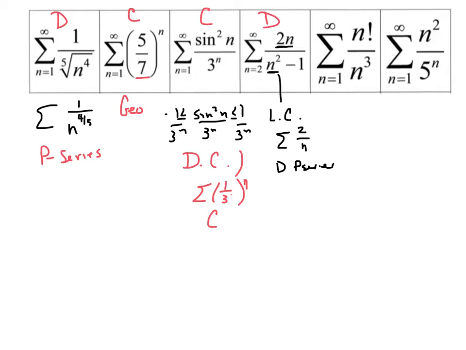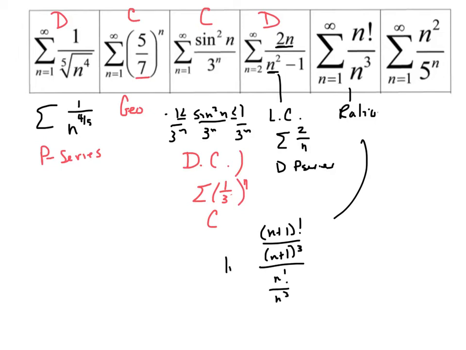When I see factorials, I think ratio test. So I would do ratio test in this one, and I would put my work down here. I would do n plus 1 factorial over n plus 1 cubed over n factorial over n cubed. I would do the limit as n goes to infinity. What you're going to find out here is it will have an infinite limit, and this will diverge. But I would do it by ratio test. Whenever I see factorials, I start thinking ratio.